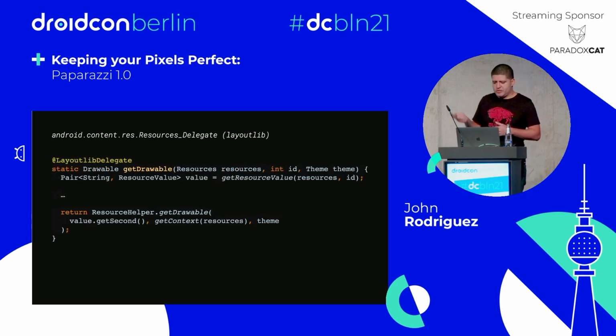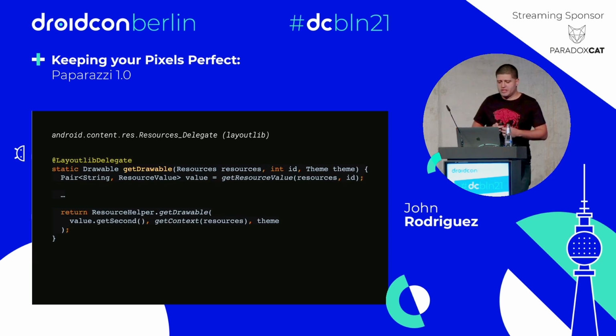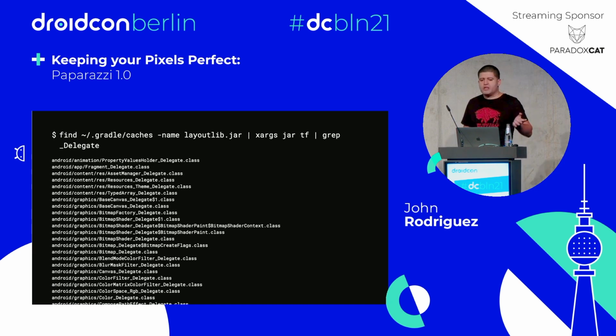Meanwhile, this is how the resources delegate will look. It's a little painful to debug because all of a sudden your stack traces will not line up. But this is how the magic of layout lib occurs, where it can run off device. Now if you look inside the jar file of layout lib, you'll see that this delegate pattern is used everywhere.